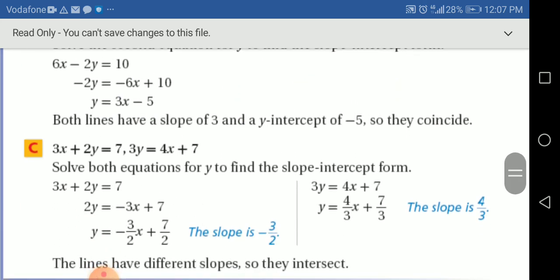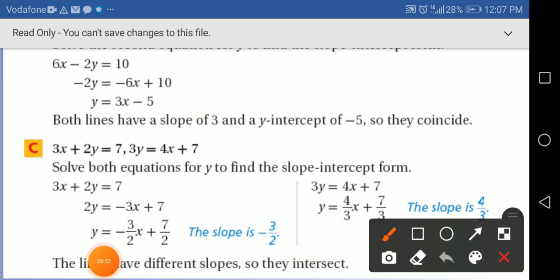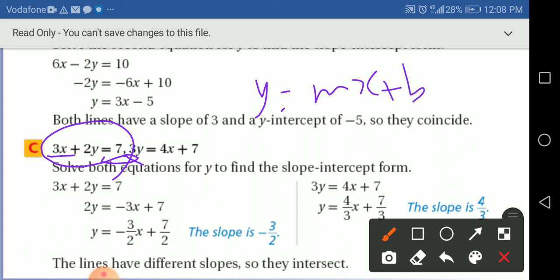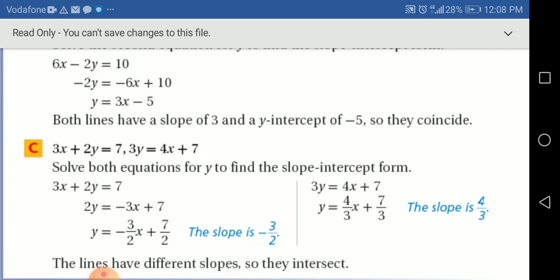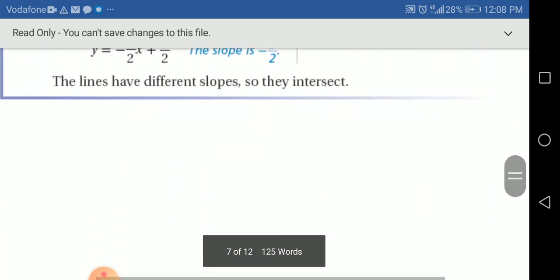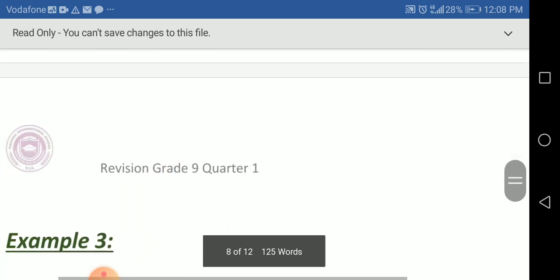What about this one? I have 3x plus 2y equals 7, and 3y equal 4x plus 7. So I have here 3x, and I have here 3, but this time I have 3y. What should I do? I have to make the first line as y equal mx plus b. Remember that. So I do it as the last one and solve for it. It's the same. Let's move to example 3.